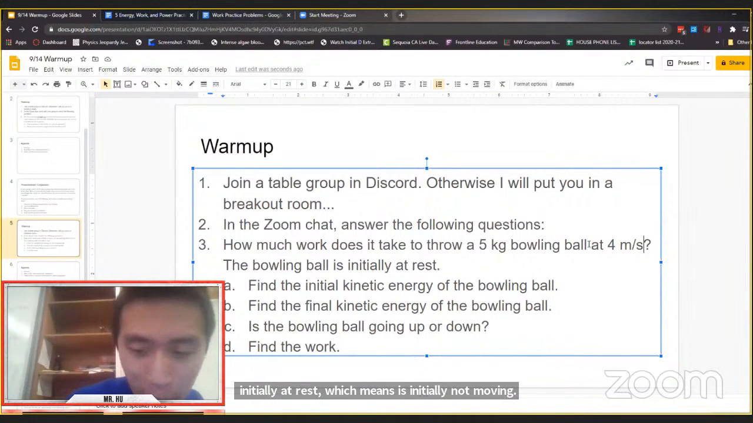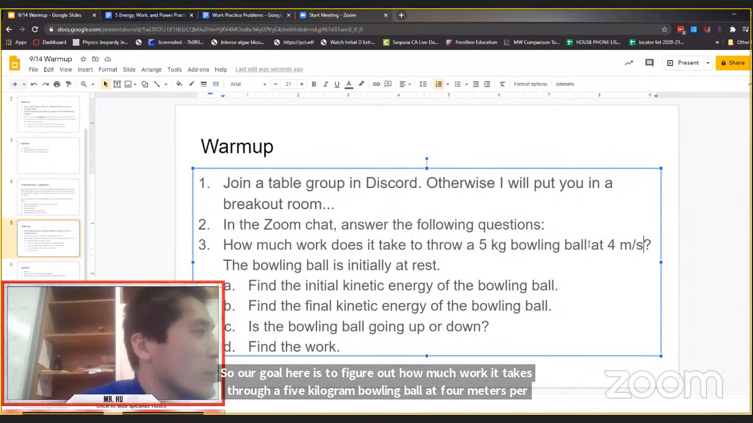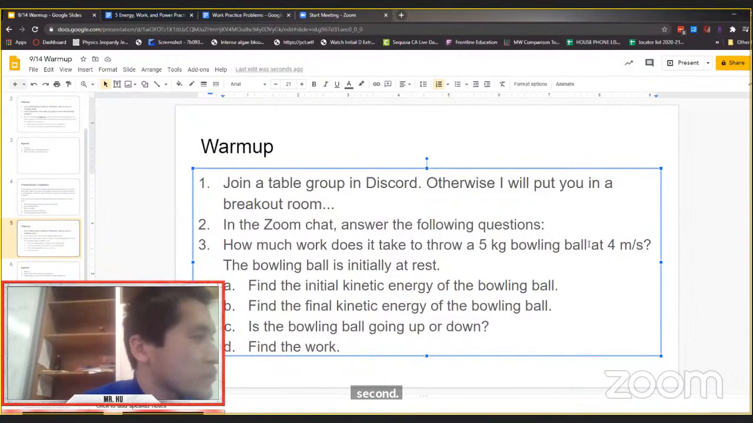To do this, what I recommend is first, A, figuring out the initial kinetic energy of the bowling ball. B, finding the final kinetic energy of the bowling ball. C, is the bowling ball going up or down? And then D, finding the work. So we'll take a few minutes to see if we can figure out this warm-up problem.